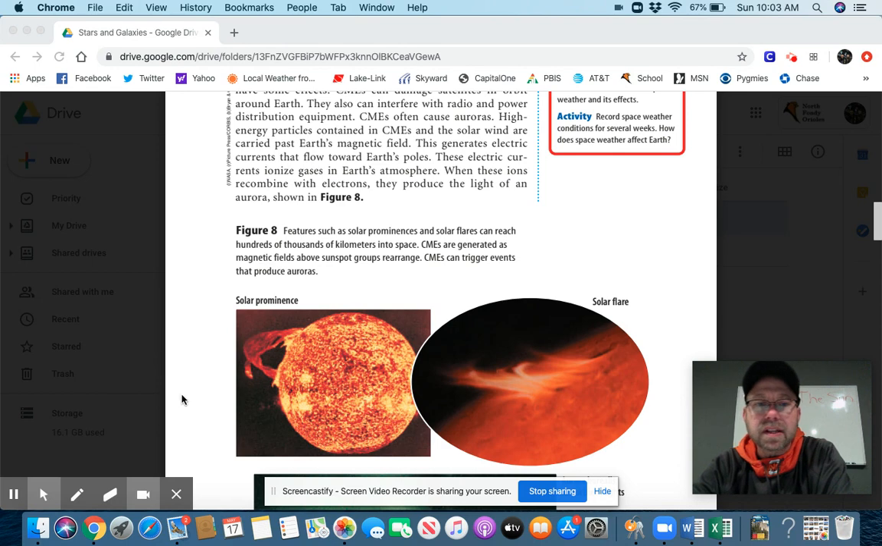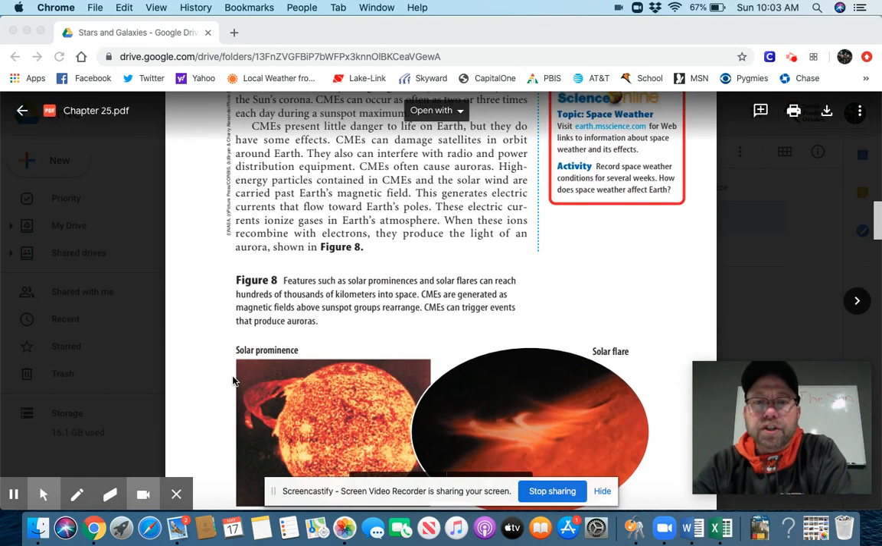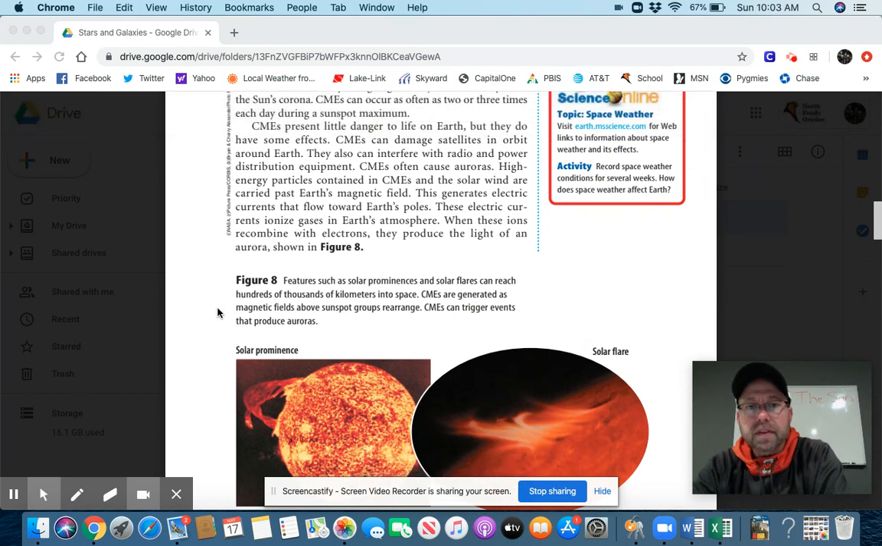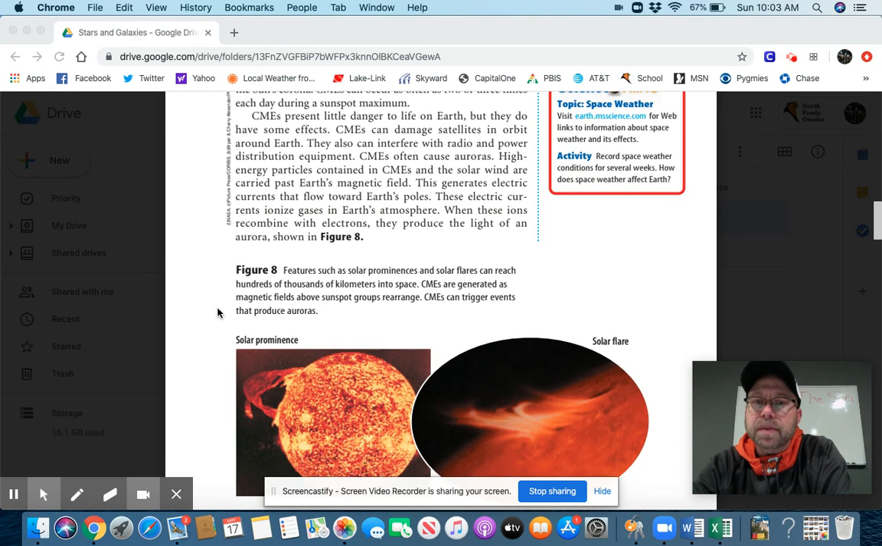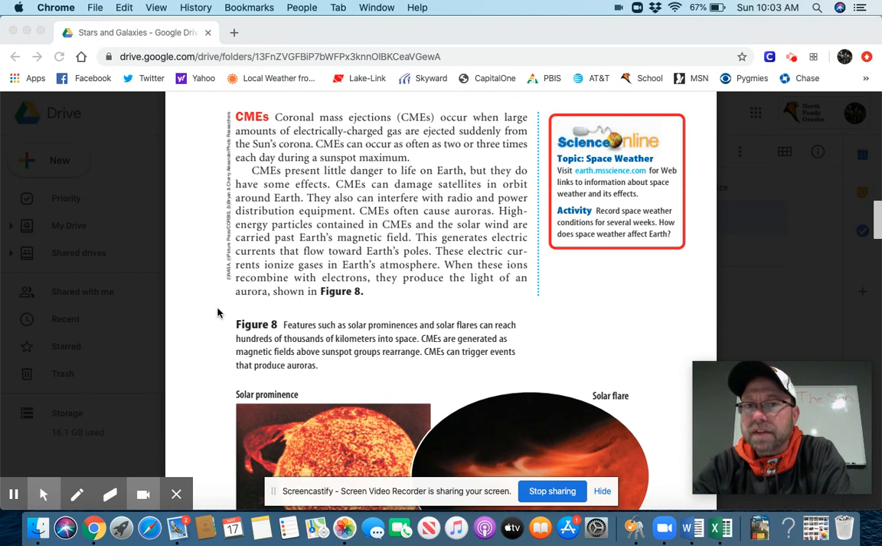It's a lot about size, but the coronal mass ejections, which are generated by magnetic fields above the sunspots, actually are responsible for a few things. They're not terribly dangerous to life on Earth. However, the electromagnetic material that they send out, the electrically charged gases, they can mess with our satellites.